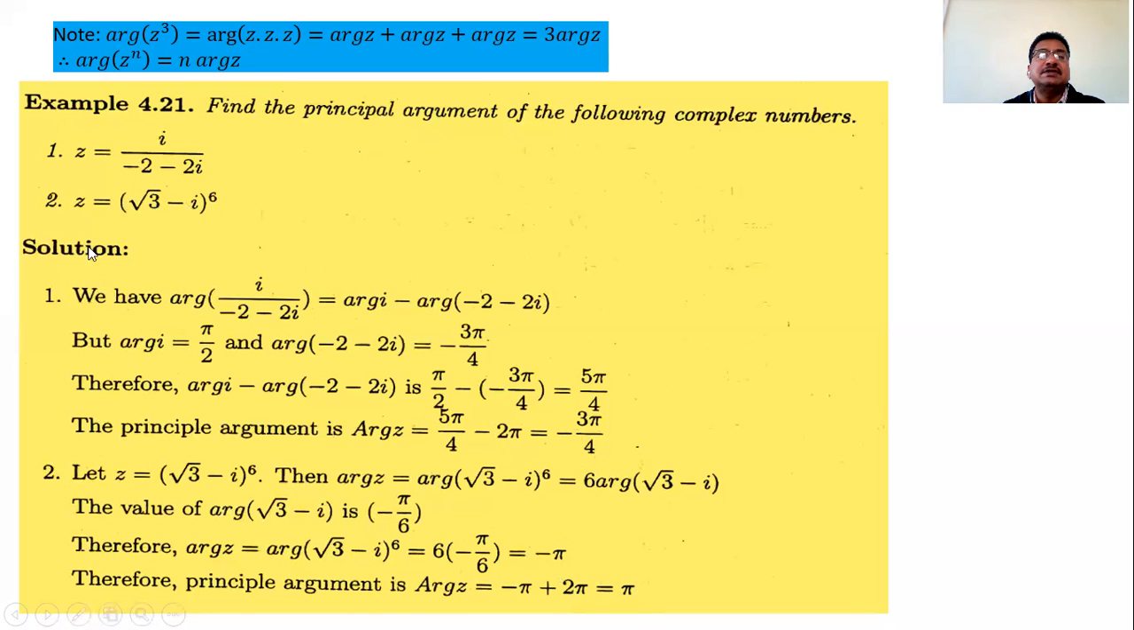But don't use these methods to find the principal argument and argument. Solve these problems by the previous methods. That is, convert these numbers to the form x plus yi, find the sixth power, and then solve this example. Don't use this method. It is just for the application of the theorem.